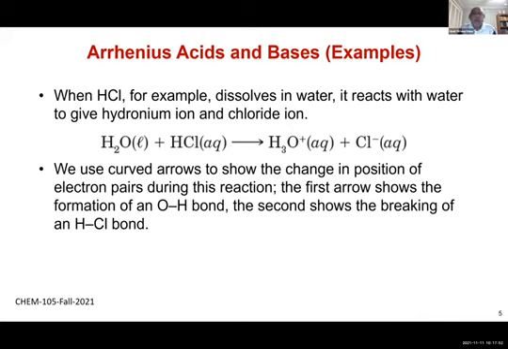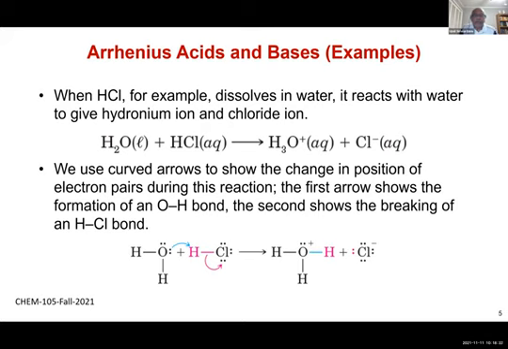We use curved arrows to show the changes in position of electron pairs during reactions. We use curved arrows to indicate resonance structures. Similarly, we can use arrows to show formation of the OH bond and show the breaking of the HCl bond. The OH bond with water is formed to produce hydronium ion. Chloride ion is removed.